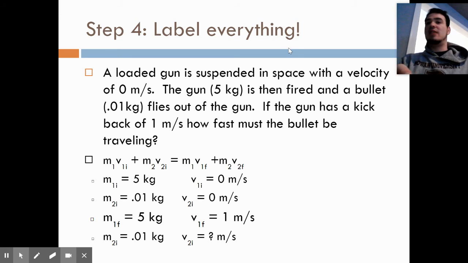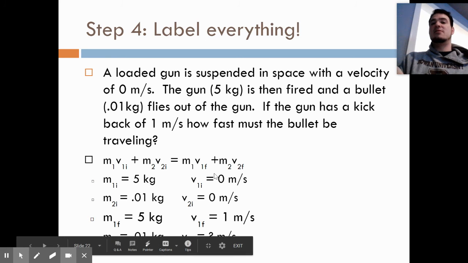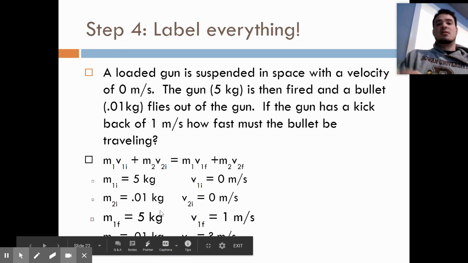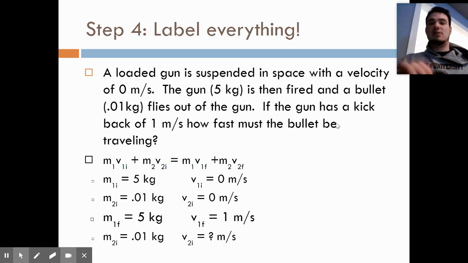And here you're just going to label everything, right? So you read the problem again one more time. We know object 1 has a mass of 5. The velocity is 0. We already talked about that. The bullet has a very small mass of 0.01 kilograms, and then its velocity also is 0. So we'll see that whole left side is going to be 0, guys, right? Because it's 0 times 0. Then we have 5 and 1, and then we have this 0.01, and then we don't know the velocity of the bullet. That is what we are looking for here.